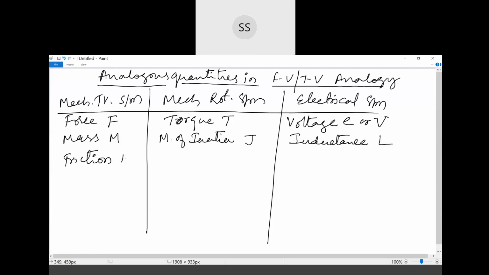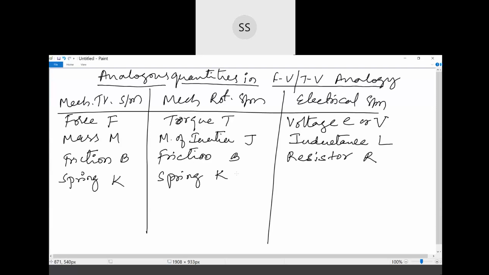Similarly, we have the friction B. Here also we have the friction element B, whereas the same friction effect is given by the resistor in the electrical system. In mechanical systems, friction opposes movement. In electrical systems, resistance opposes the flow of current. So the friction is analogous to the resistance. Next we have the spring stiffness K in translational as well as rotational.